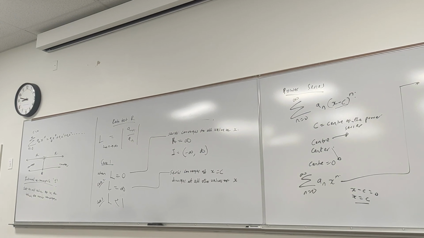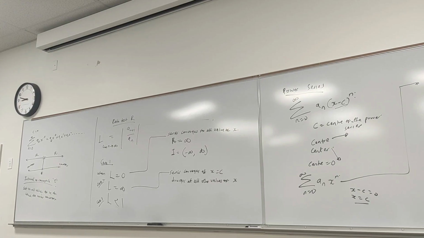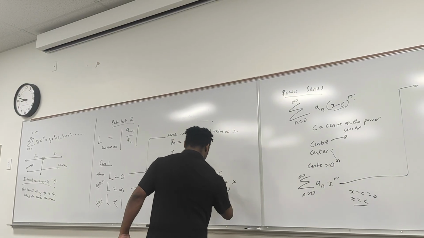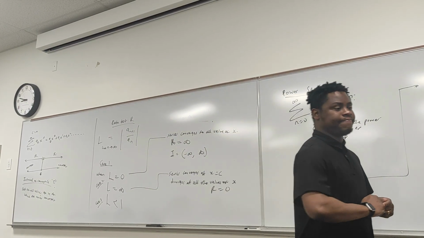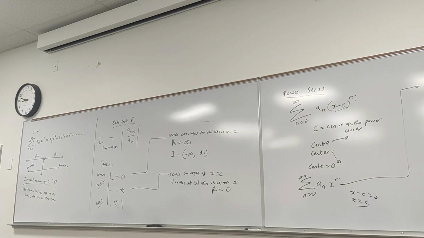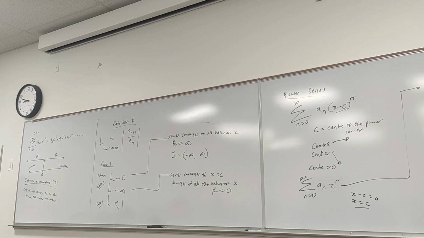Question: what happens when x equals 2? Does it just equal 0? Yes, it converges. You're right. Because of that, the radius of convergence is 0. That's a very good point. And the interval of convergence is x equals c, because that's it.